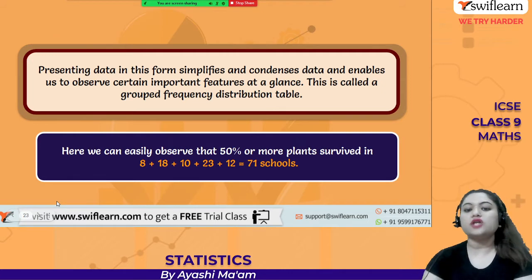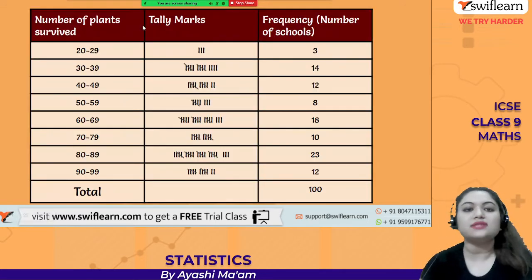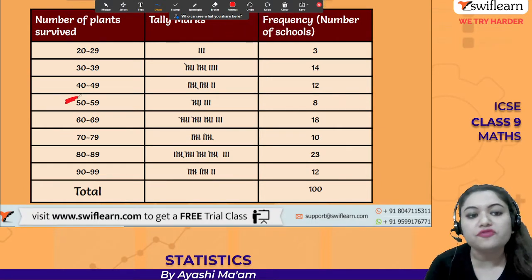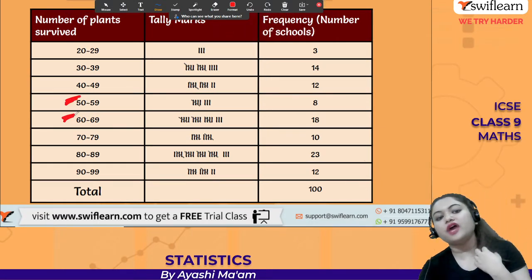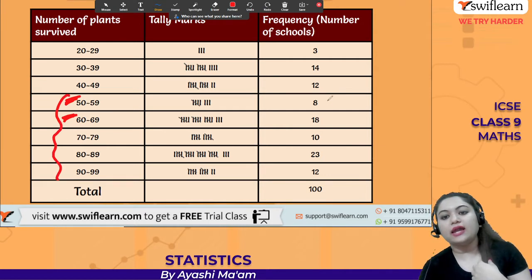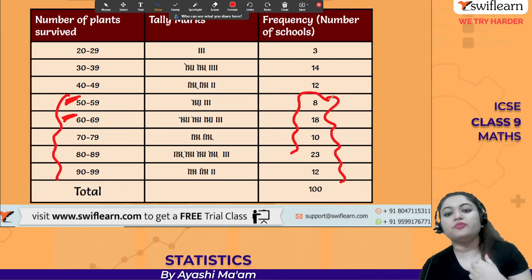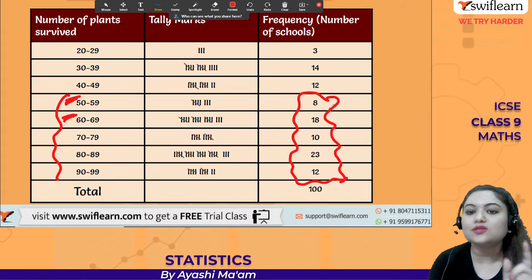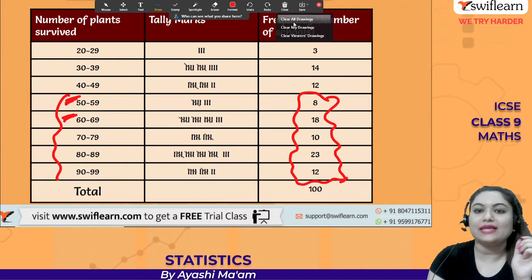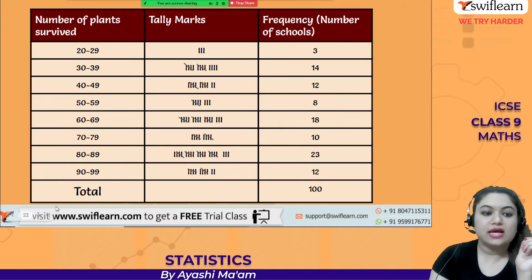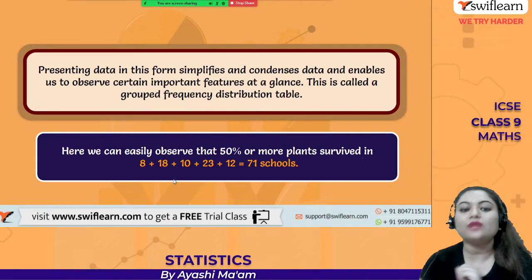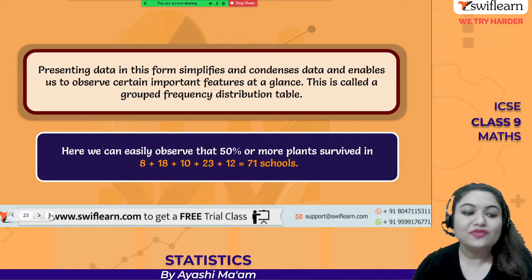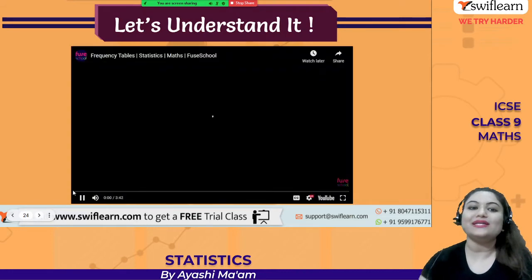Here we can easily observe that 50% or more plants survive. देखो 50%. So from here you can see 50 to 59 plants survive, 60. मतलब ये वाला जो डेटा है ना, इस डेटा का मतलब है 50% plants or more than 50% of plants have survived in how many schools? 8 plus 18 plus 10, like that you have to do. See, it is becoming so easy. See, 8 plus 18 plus 10 plus 23 plus 12, that is 71 schools. So this conclusion became so easy now.